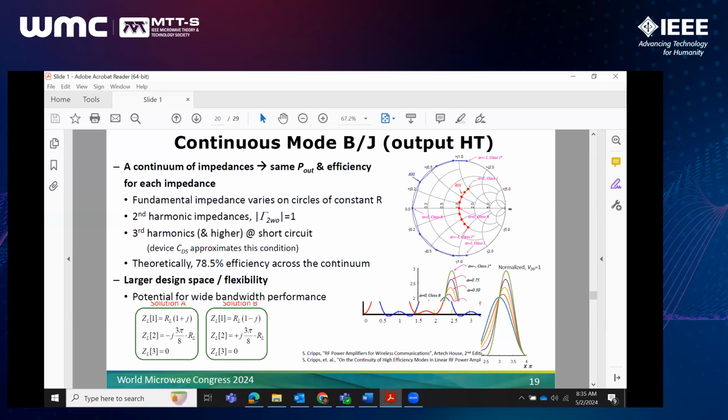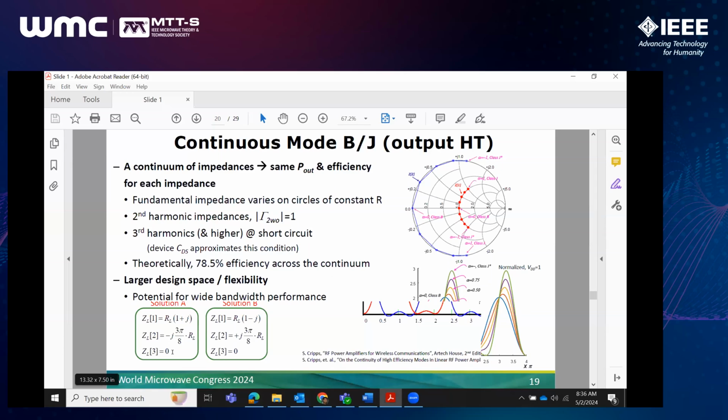So here we'll just focus very briefly on Class BJ. There's other continuous modes as well, but here we have a continuum of impedances at the fundamental and second harmonic that result in the same efficiency, same power as Class J or Class B. So we have a wider design space. The fundamental impedance is shown here in red. It varies along constant R. The second harmonic impedances are on the edge of the chart, ranging from some minus jX value to 0 to some plus jX value. Third harmonic is shorted out.